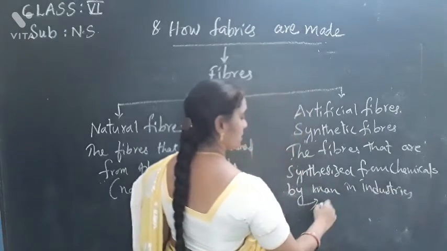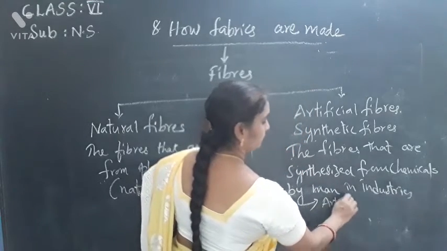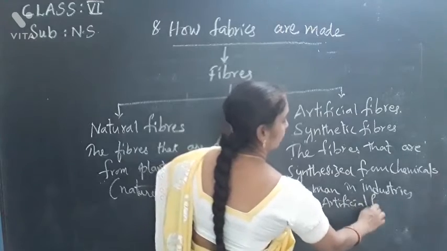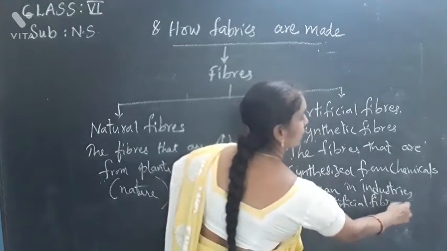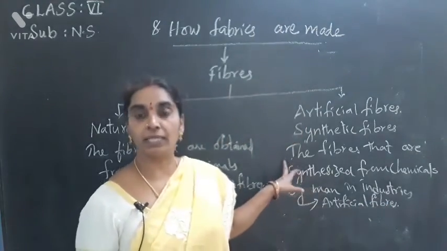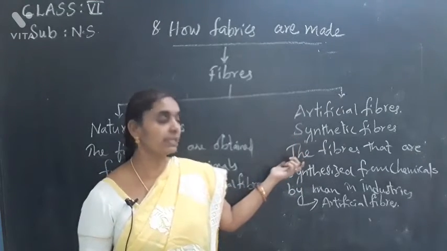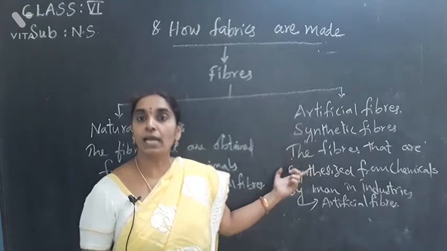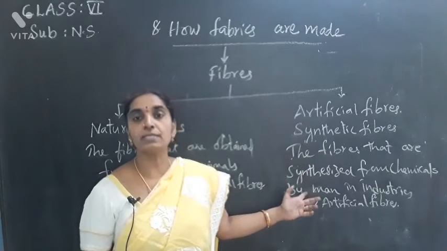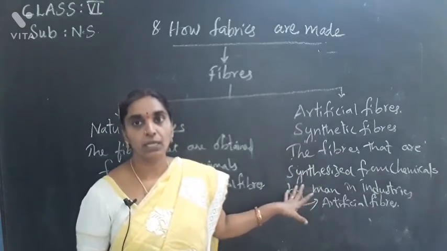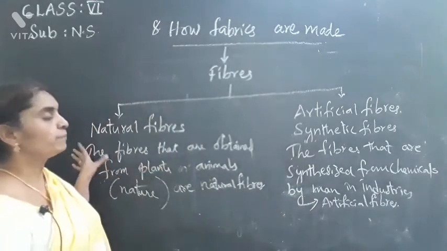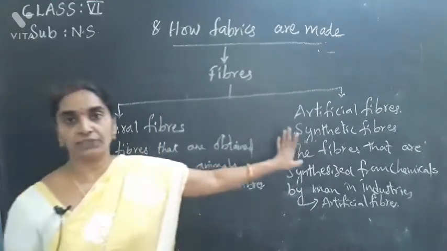They are called artificial fibers. Since they are made by man, they are also called man-made fibers, and they are synthesized by using chemicals. So they are known as chemical fibers or synthetic fibers. Okay children, so this is about the natural fibers and artificial fibers.